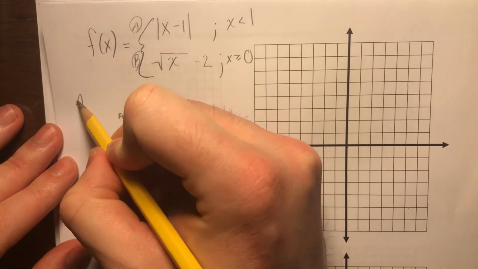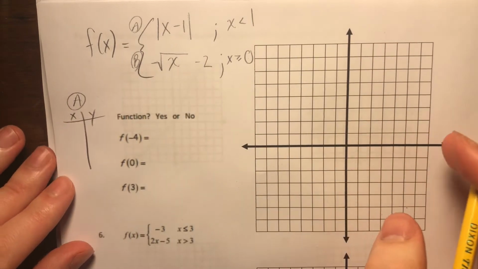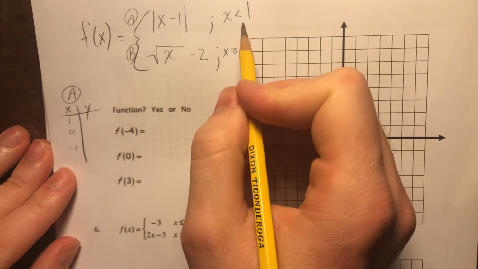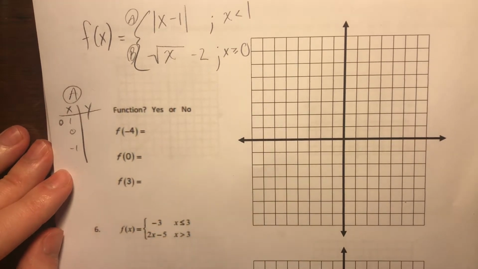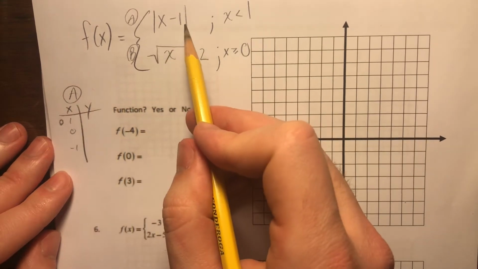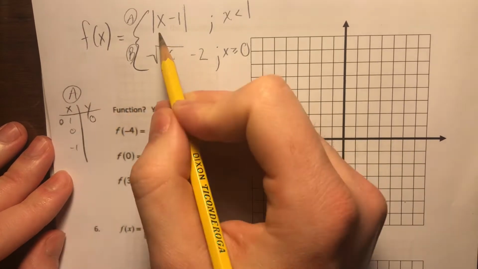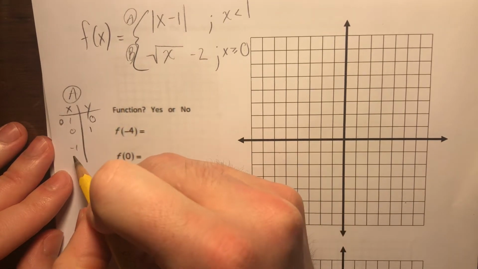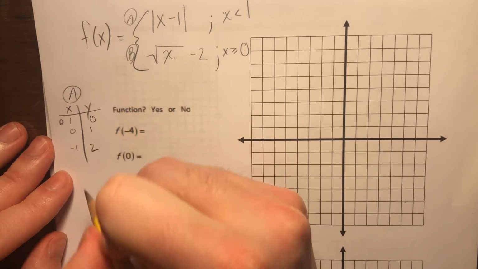For function a, I've got a domain where x is less than 1. So I'm going to start at 1, go to 0, negative 1. And I can see here I'm going to have an open circle at 1. So when I plug these values in, 1 minus 1 is 0. Absolute value of 0 is 0. 0 minus 1 is negative 1. Absolute value of negative 1 is 1. Negative 1 minus 1 is negative 2. Absolute value of negative 2 is 2.